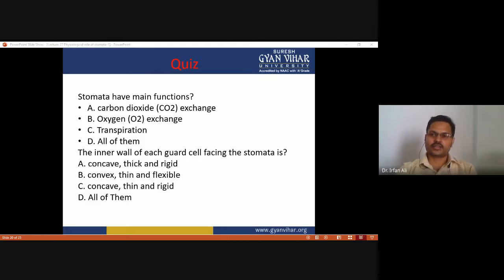Now the next question: the inner wall of each guard cell facing the stomata is concave, thick, rigid; or convex, thin, flexible; or concave, thin, rigid. Shashi, which is the correct answer to this question?